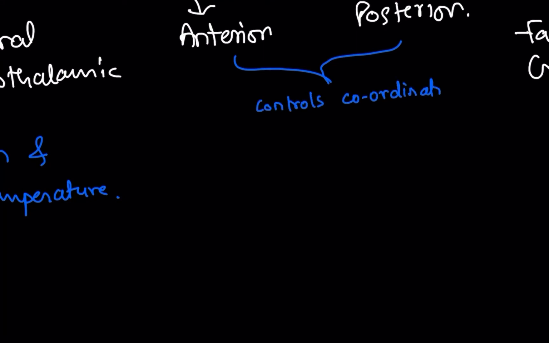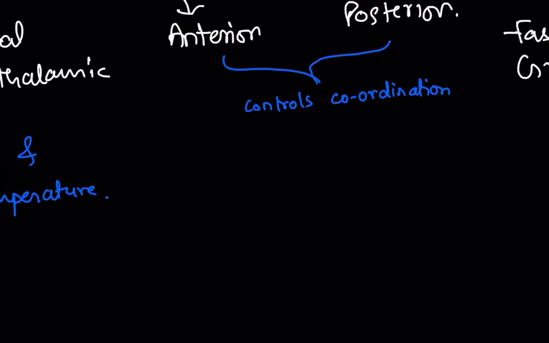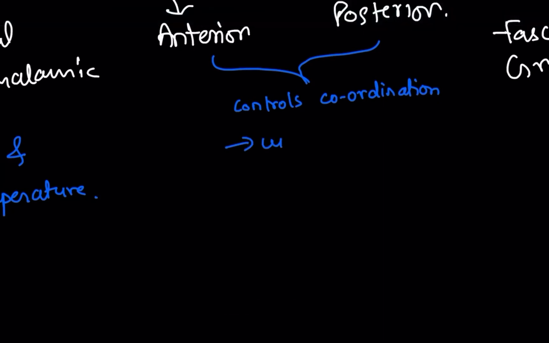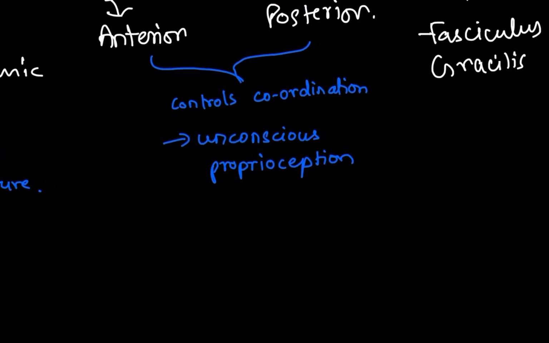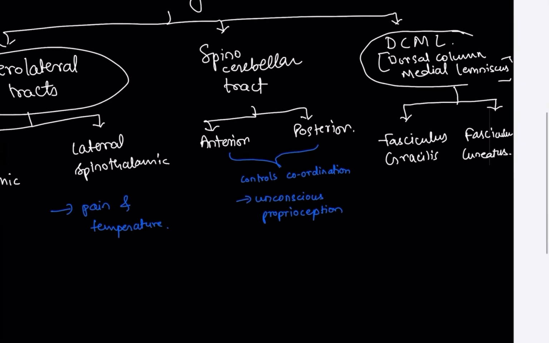Now the anterior and posterior spinocerebellar tracts together have one function, that is they control coordination. What was the function of the cerebellum? The same function. They control coordination and, importantly, what I said before, unconscious proprioception. So when you're not conscious or not aware, it still keeps your positions and movements in check.